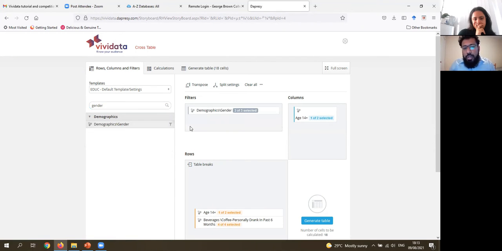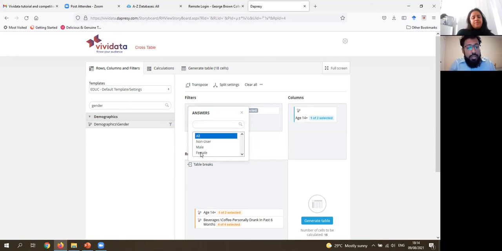So what the filter is going to do, after I have applied the filter, in the table, I will see the result of those people who are female. So once I have got the filter here, I can right click on this and I will select the answers, right? So I'm looking only for the users or the customers who are female. I click on this and then I'm good to go.